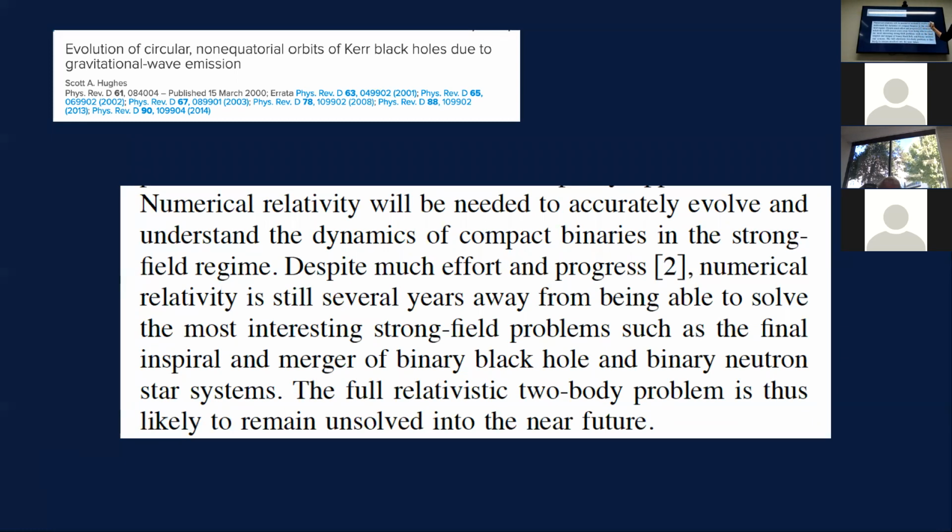Yes? Why are there so many errata? Is there any particular history of why? It's strange to see a paper that has errata that span like 14 years. I can't answer that question, but that is an interesting question. Yeah, there are a ton of errata. Well, when was the breakthrough by Pretorius? It's 2005, so that's probably why.